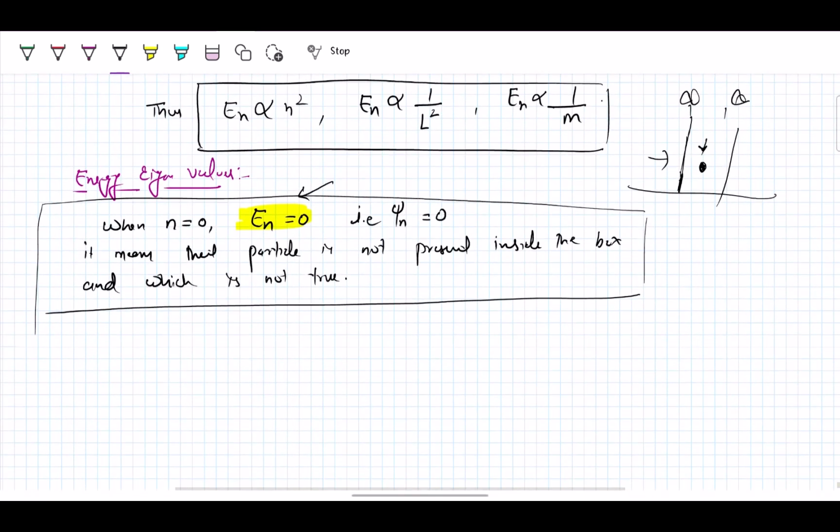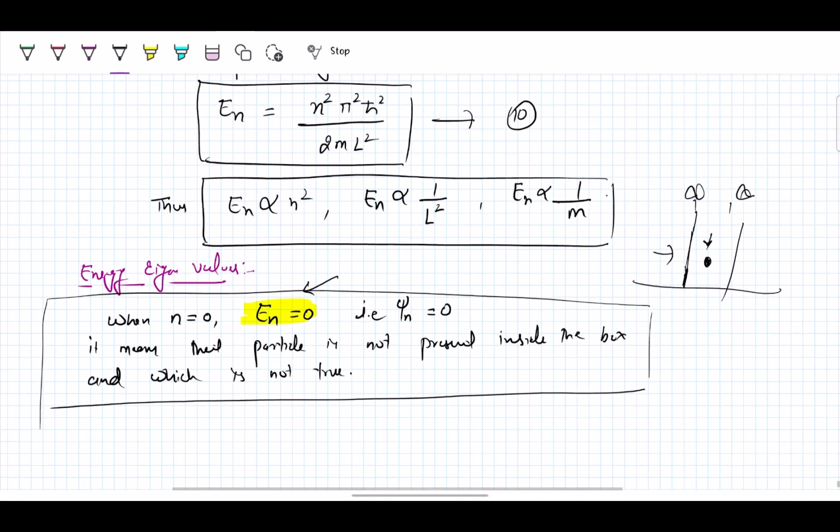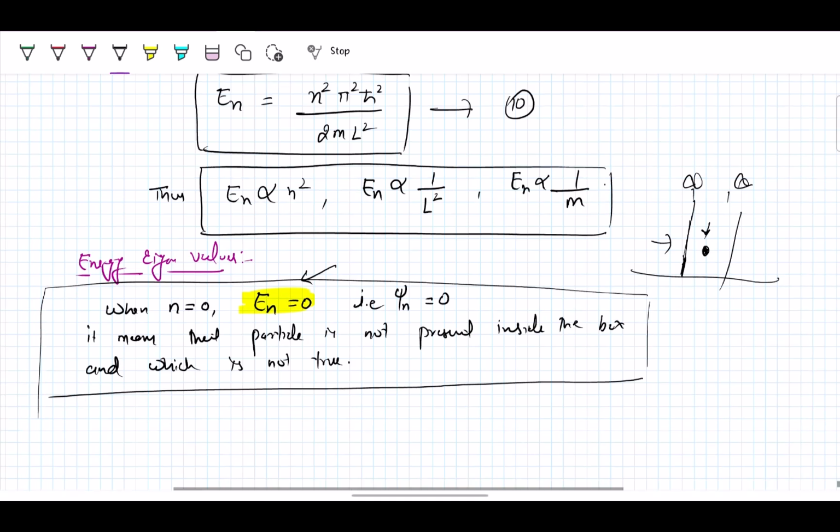So by using this statement, we can find the lowest energy value of a particle in an infinite potential well. We do not get the lowest energy value at n is equal to 0, as in that case energy is going to be 0. And if the energy of any system is 0, that system will not exist. But right now the system is there, we have a particle inside the box. It means there is existence of the electron inside the box.